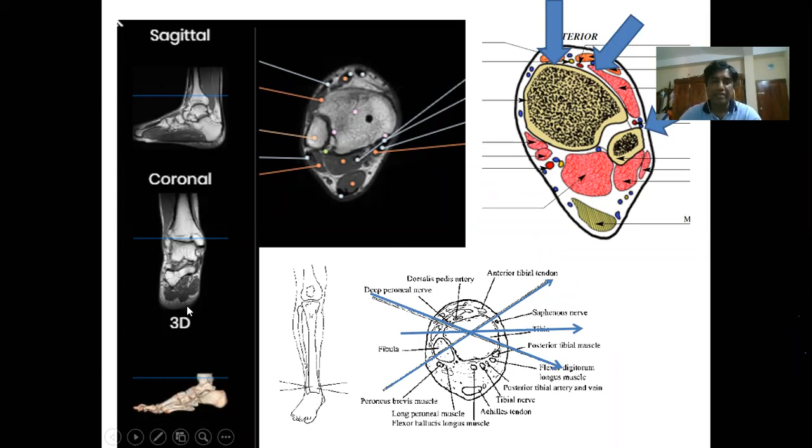These are the MRI scans of the foot and ankle. And on the left side, it is sagittal, coronal, and 3D section where the section is. And with this section, I correlate some of the paintings or figures from the books that we are using for reference. So my first cut is just above the level of the ankle.